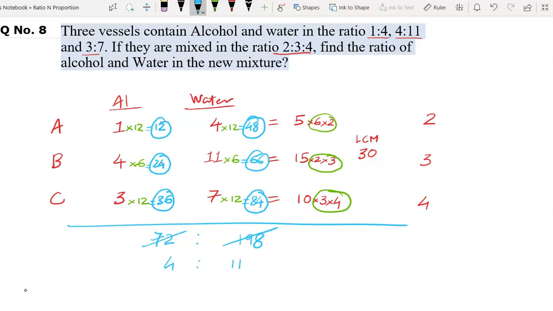4:11. So if the three vessels containing alcohol and water are mixed, the ratio of alcohol and water in the new mixture will be how much? 4:11. Alcohol is to water, and this is our answer.